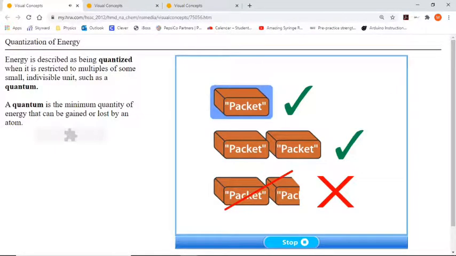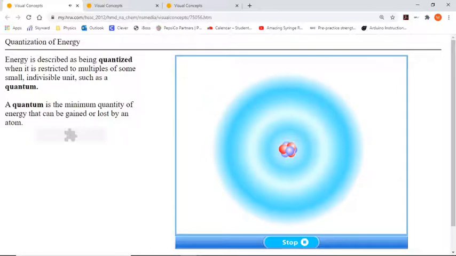The smallest possible amount, one packet or quantum, is defined as the minimum quantity of energy that can be gained or lost by an atom. Quantization becomes important when light or another form of energy interacts with an atom. Sometimes the incoming energy is enough to make something happen, other times it is not.